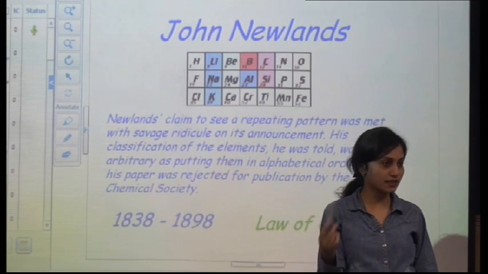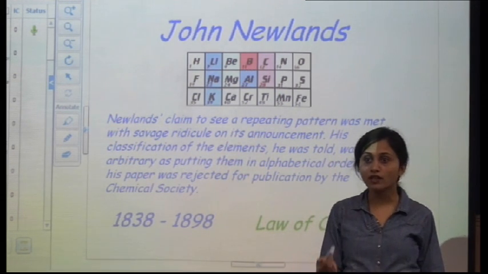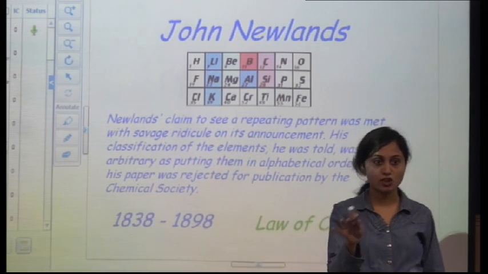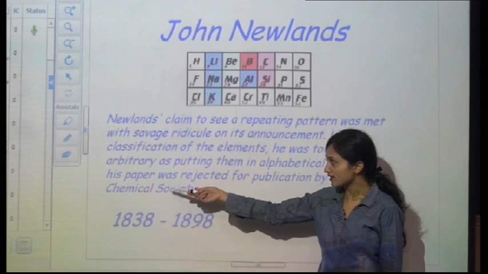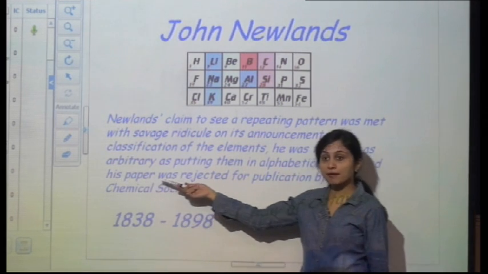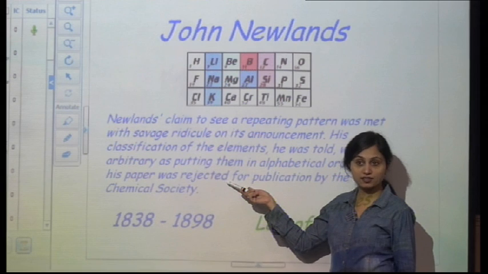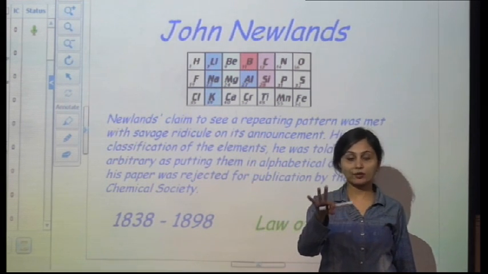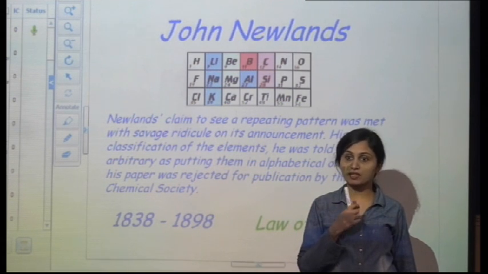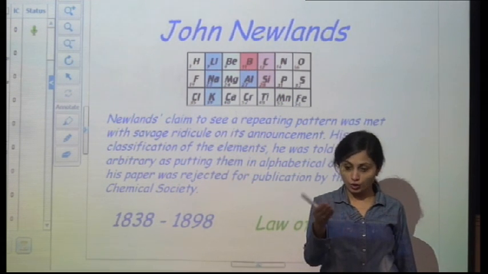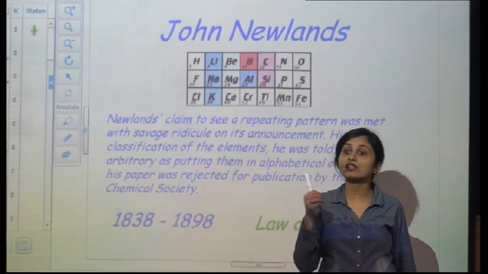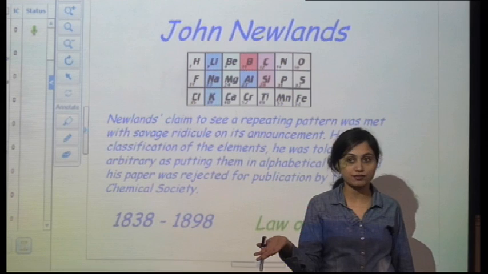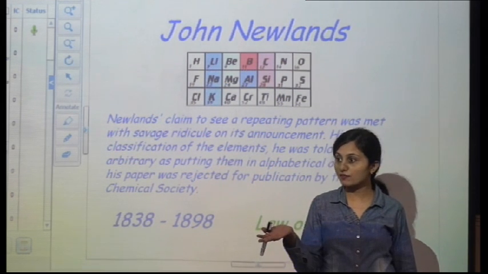Law of octaves, he applied the law of octaves to the elements which were known. So he was told that there is nothing special about it. So again, now you understand this language? His paper was rejected. Rejected means that you have a publishing house, you have your journal. I have discovered something, now I will send that paper to you. You will go through that paper, and if you find it worth publishing, only then you will communicate it further. Do you get the meaning of that?